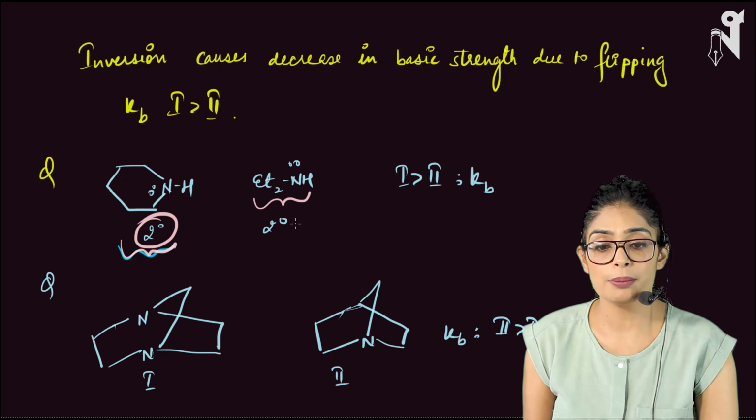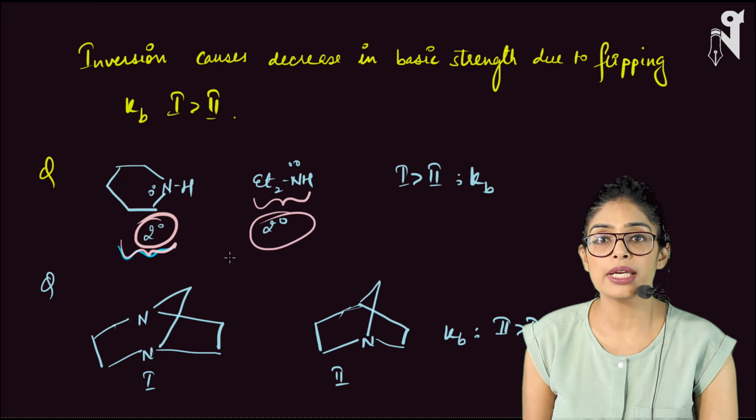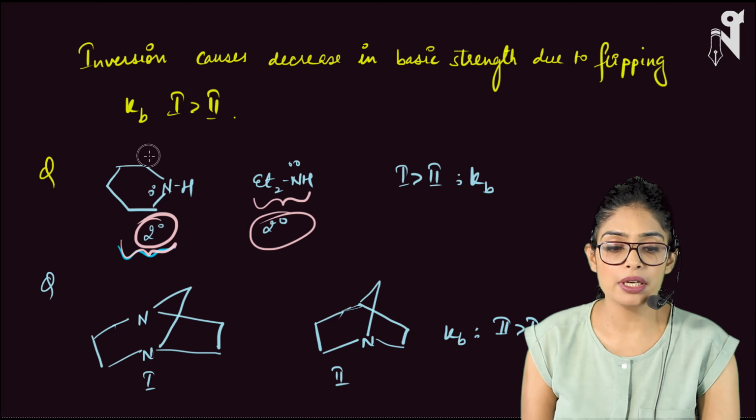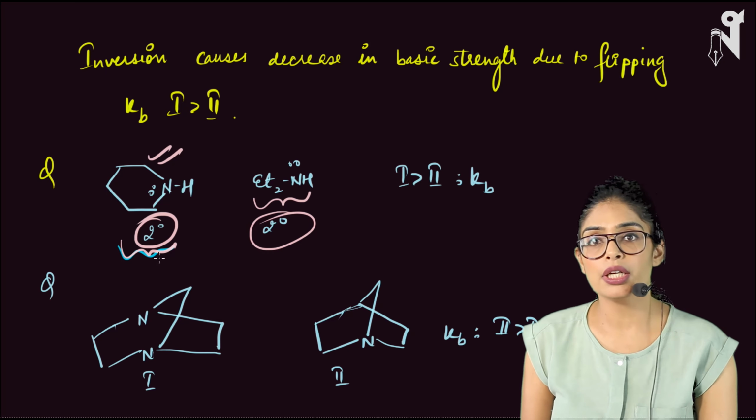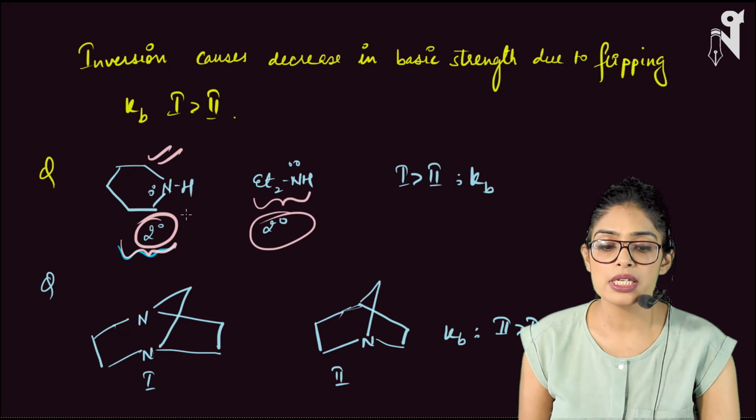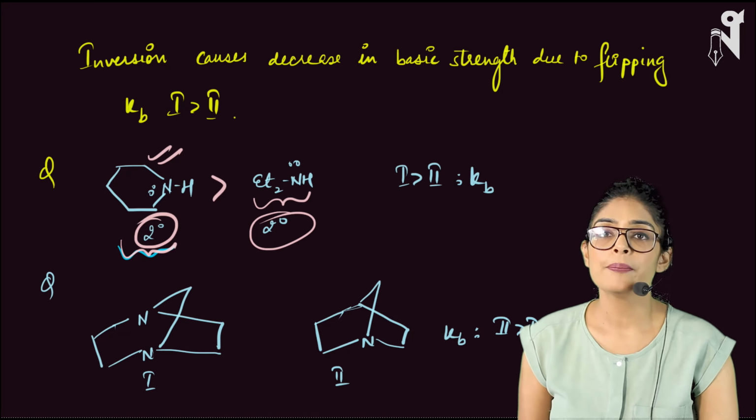This is my open chain amine, second degree of nitrogen is here. In both the cases we have second degree amine, but here the flipping is restricted, it cannot flip, the position of lone pair is fixed, and hence this will be more basic than this one.